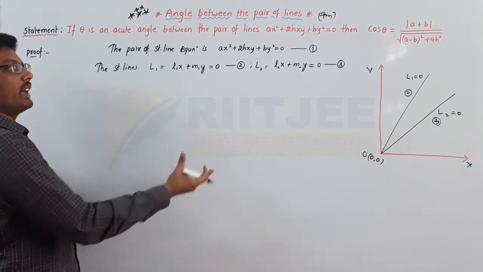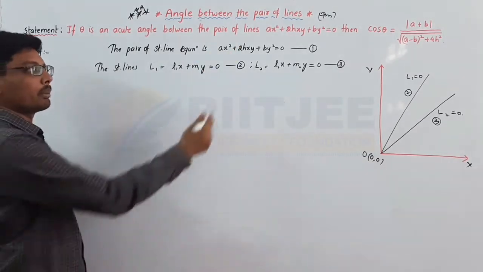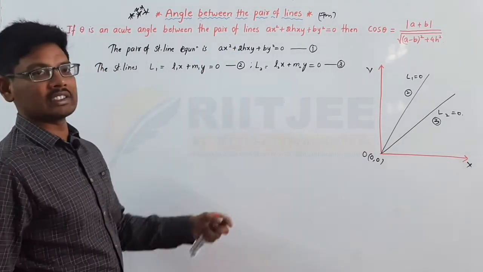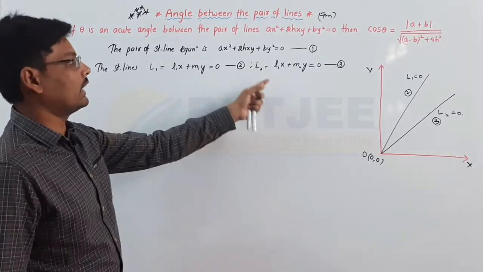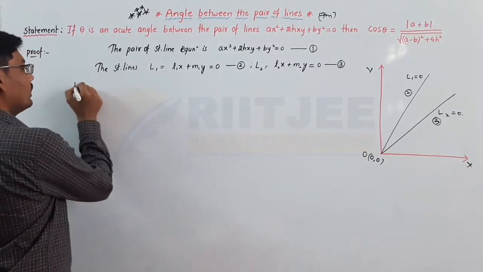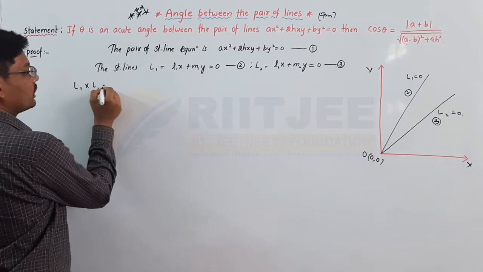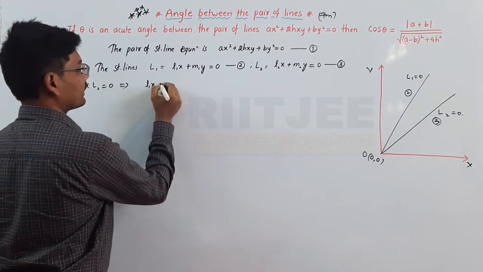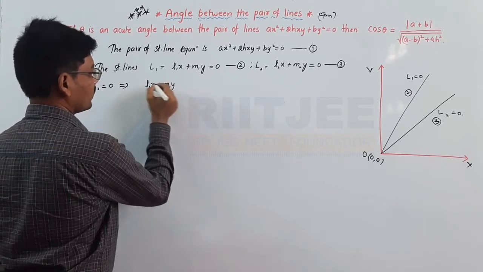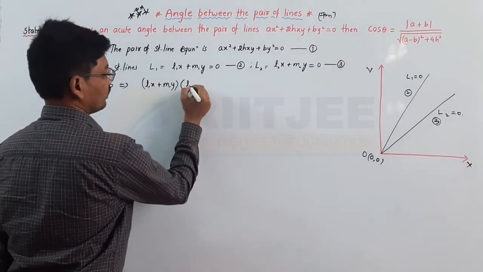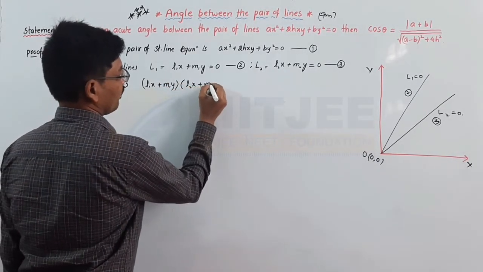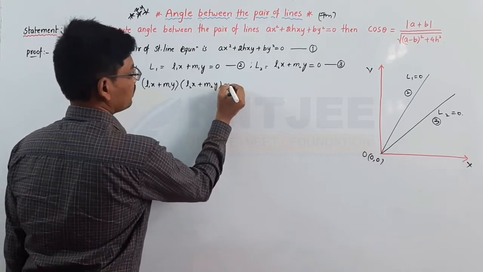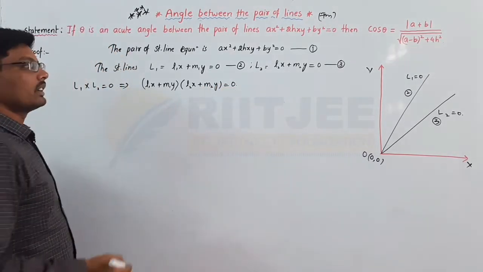How can we frame this equation? The product of the pair of straight lines is nothing but the product of L1 and L2 equals 0. This implies (l1x plus m1y) into (l2x plus m2y) equals 0. Let's multiply the terms here.